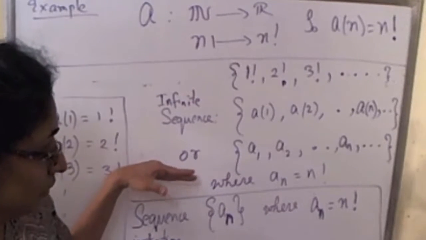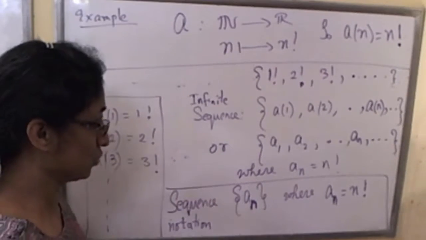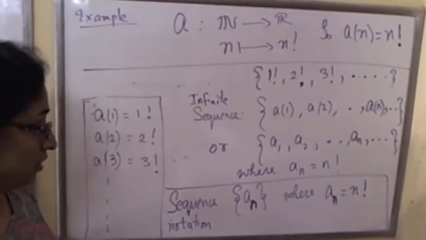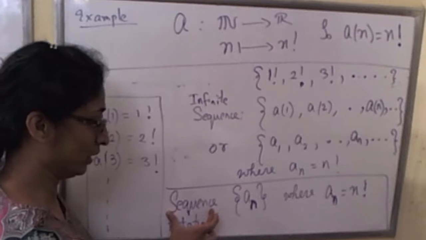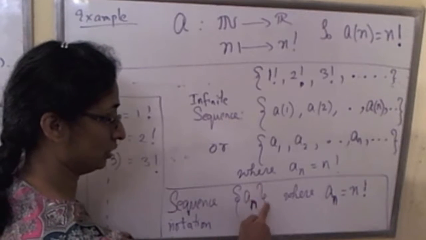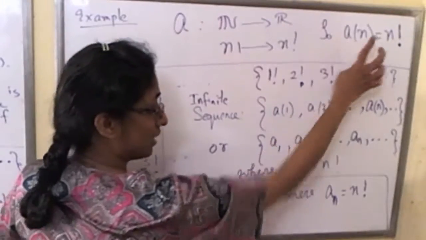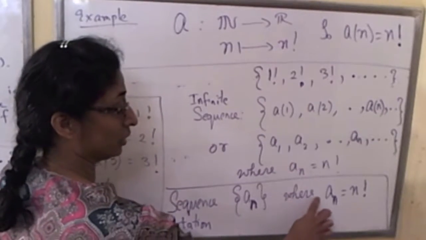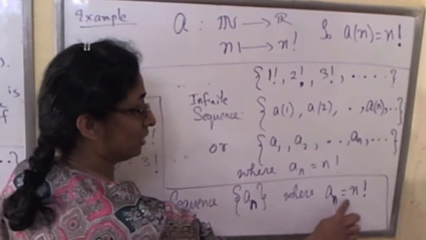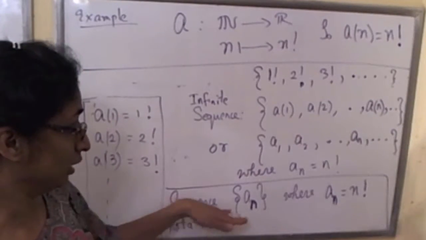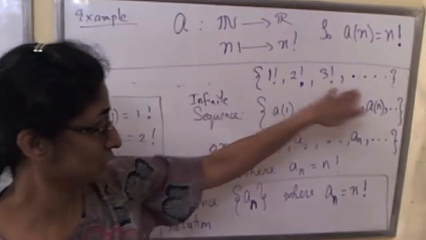And once we convert it into this language, instead of talking about the function A of n equals n factorial, oftentimes we say the sequence, and we use this notation, curly braces, A sub n instead of the A of n, and then we write what the formula is, where A of n equals n factorial, instead of writing it this way. And remember, this sequence is an infinite sequence.